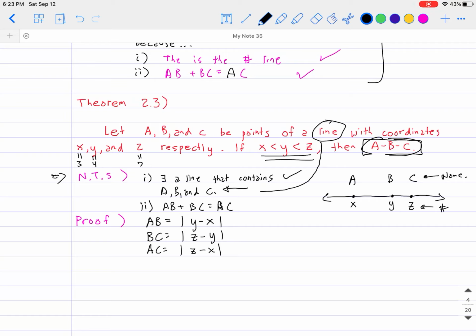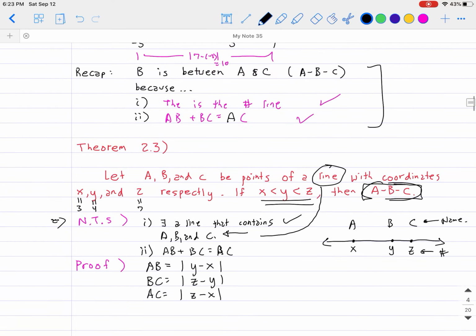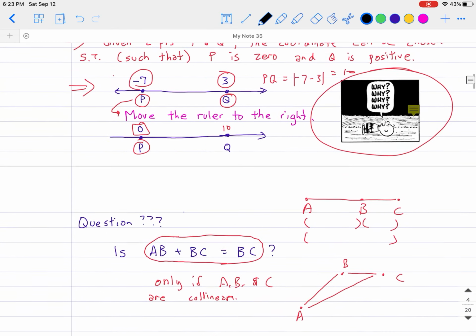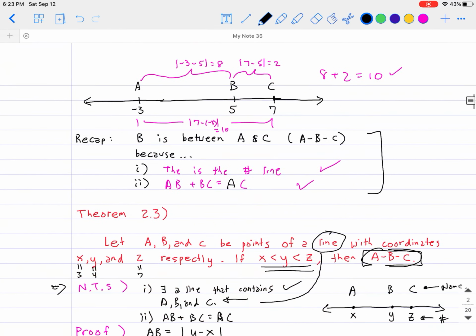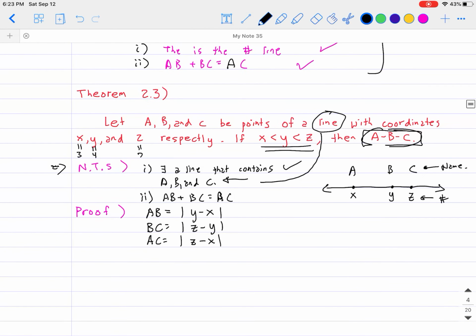Now, if you recall, there was a theorem in the last section that talks about how we can take one of the points and assign it 0. Okay, we can take any one of the points and assign it the number 0. Just to remind you, that is what is known as postulate number 3, the ruler placement postulate. So what that means is I can go to my example. To make this a little bit easier, I'm going to set this equal to 0, literally meaning X is equal to 0.